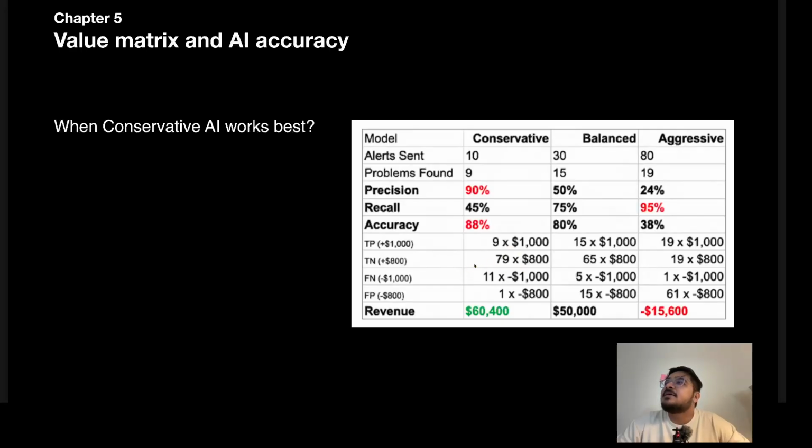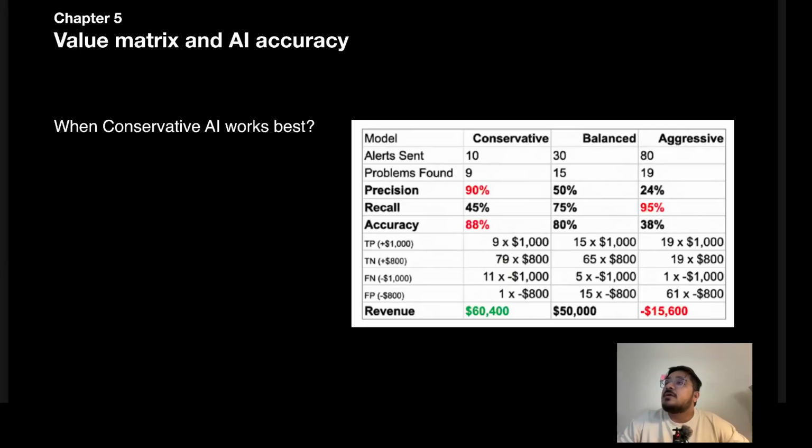This is still an example of a car. Just think about your customers. You are a car company, and your customer is coming to the service station every time, or not coming actually. So that's a true negative: you don't have any problem in the car, and AI has actually detected that. So you are saving $800 at the time. That's why, as a company, you are earning maybe $800.